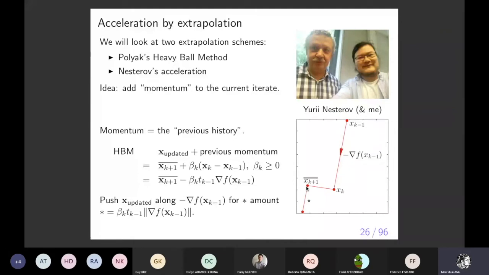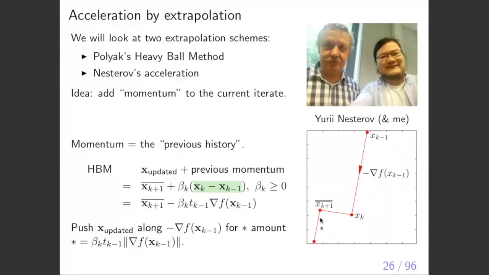But in practice, you cannot make sure this is always within the descent cone direction because you don't know. But in practice, you don't care because this will magically make things very fast, even though this is not pushing the point to decrease the function value.